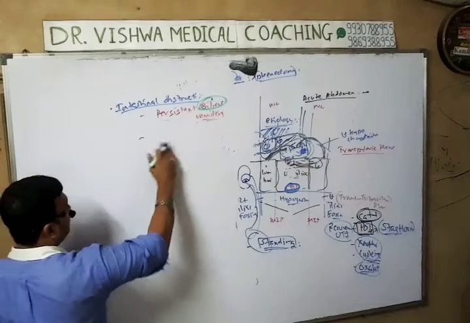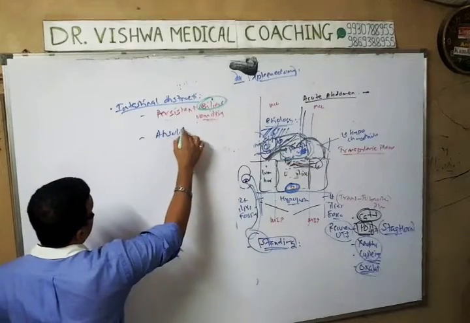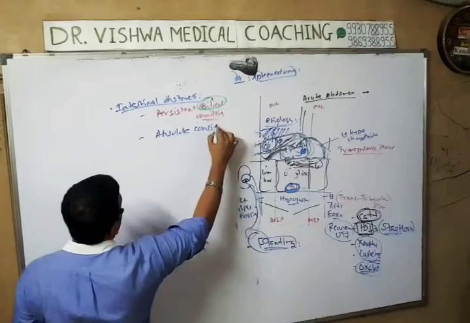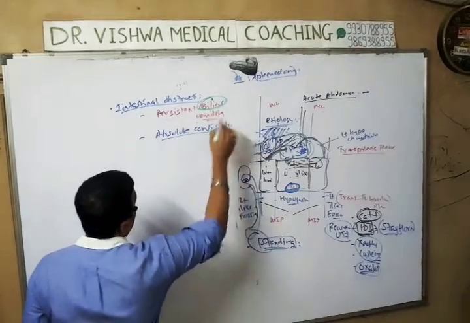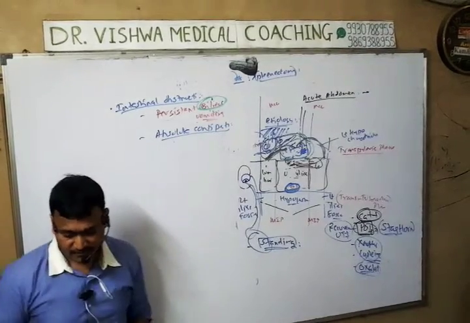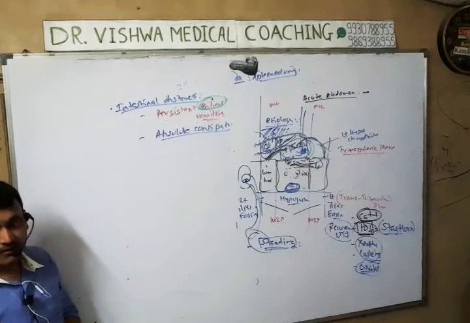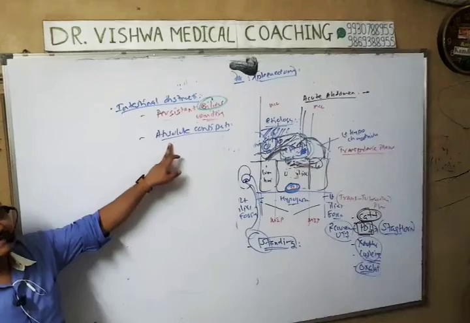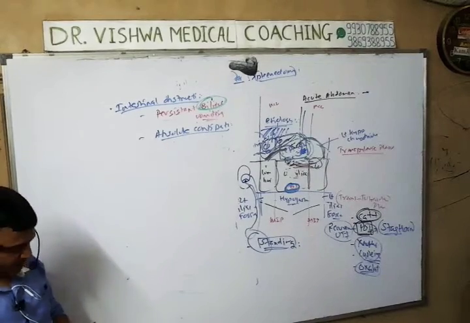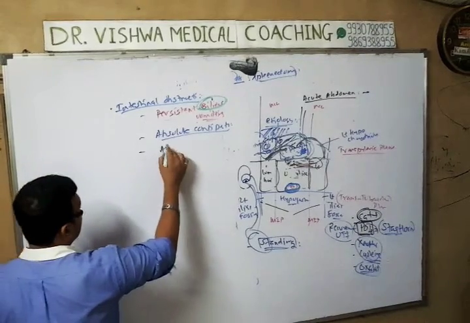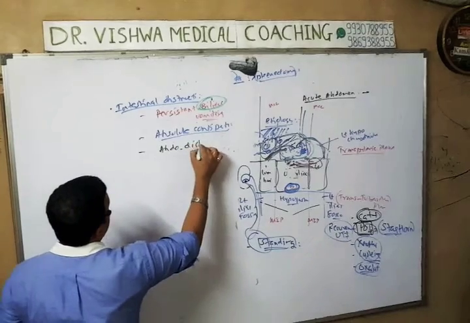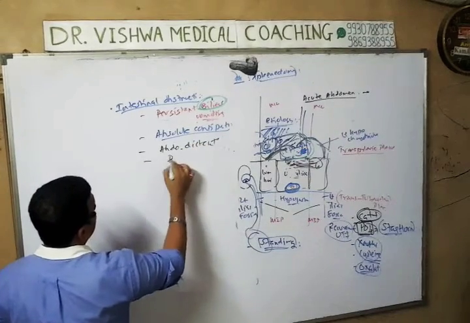Along with that, the patient will also have absolute constipation. Not only constipation, but what is absolute constipation? Not even stool, but gases are also not coming out. And the patient has abdominal distension and signs of dehydration.